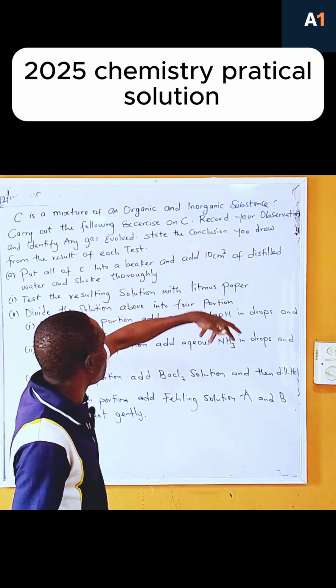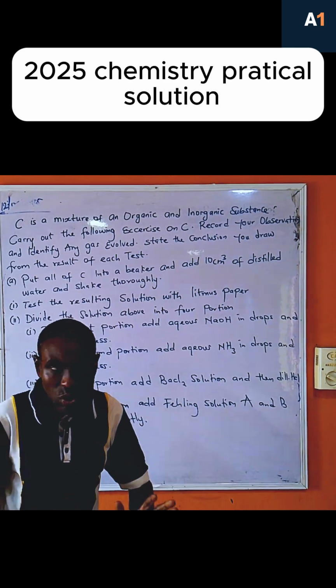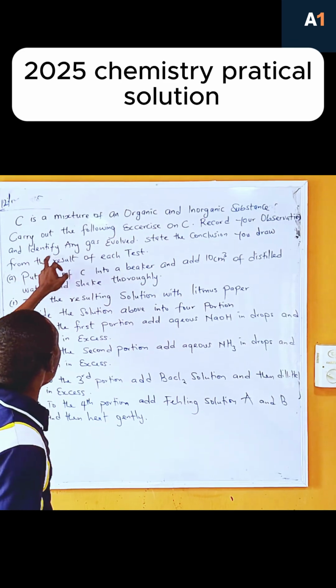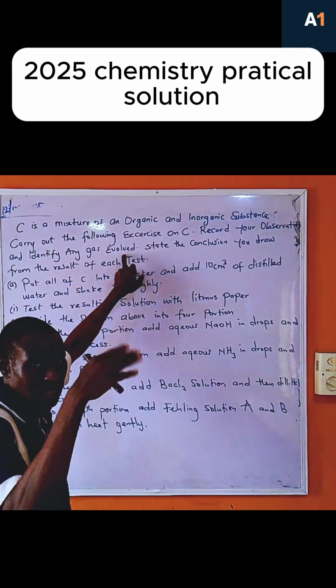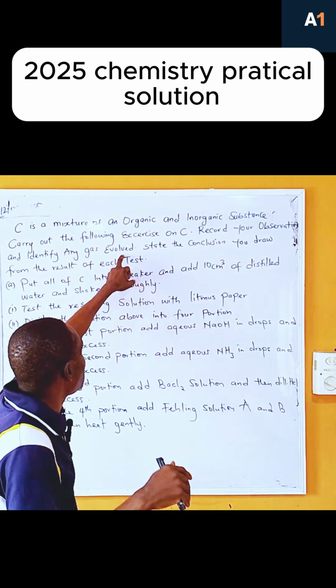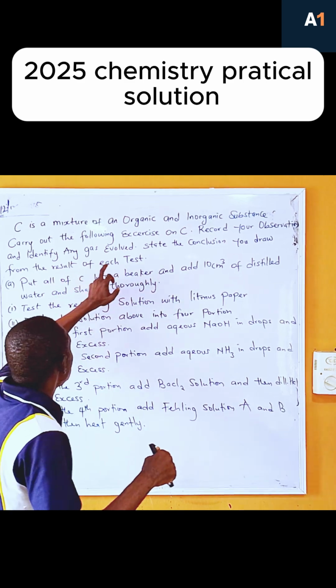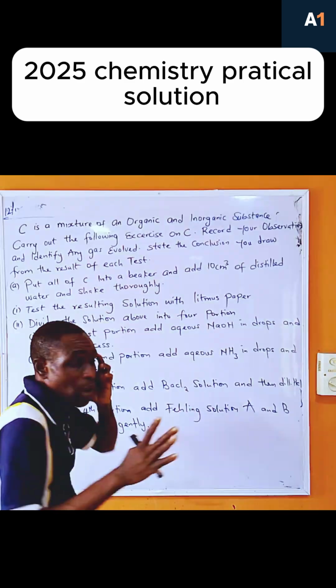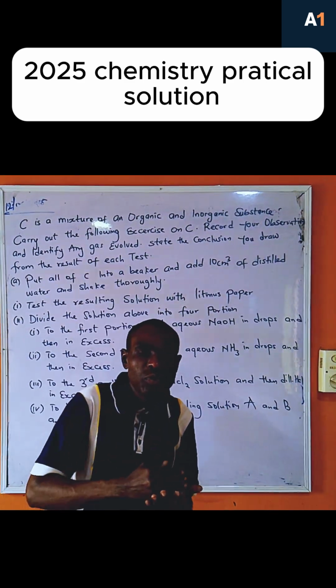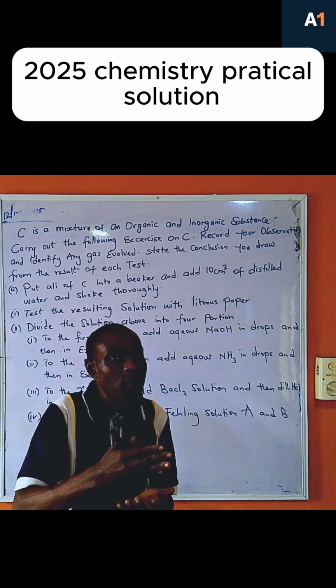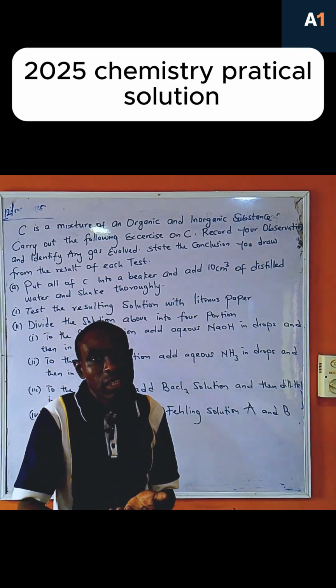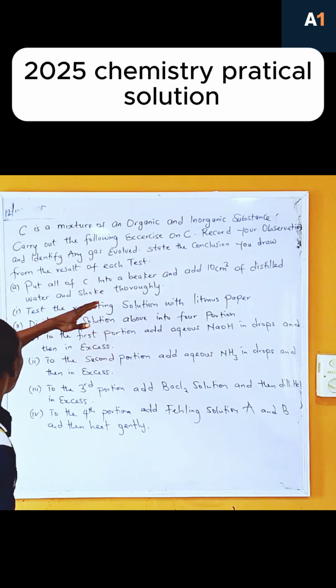Record your observation. Anything you see, just record. Then identify any gas involved. The gas that is involved, we look at it. Then state the conclusion you draw from the result of each test. Each test you perform. Meaning that you will have many tests, so you now record all the tests.